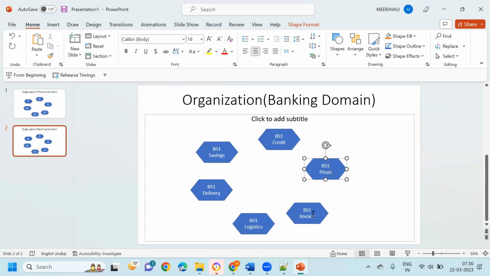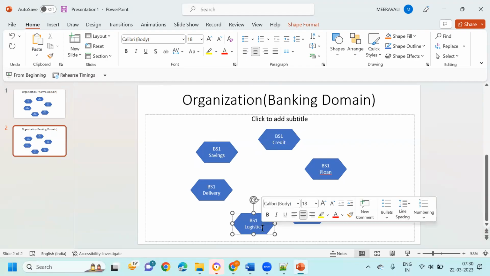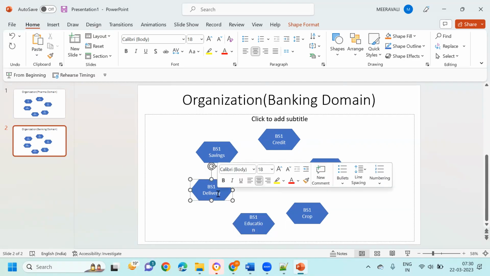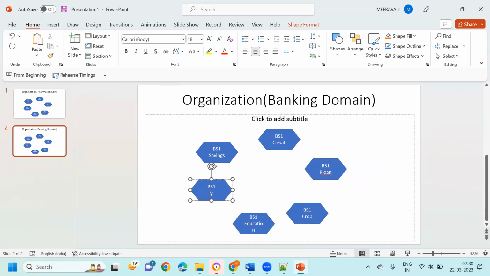Next, we have the crop loan business and the education loan, and then the home loan business. Like that, we have n number of business systems here.